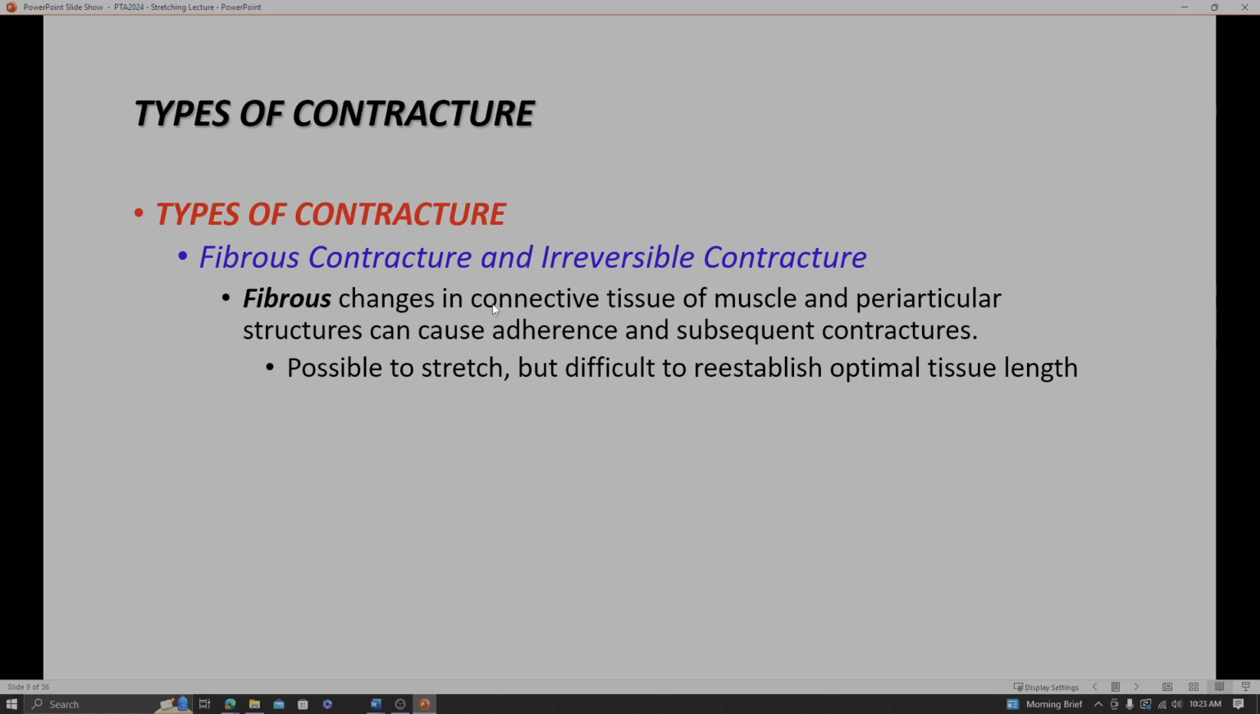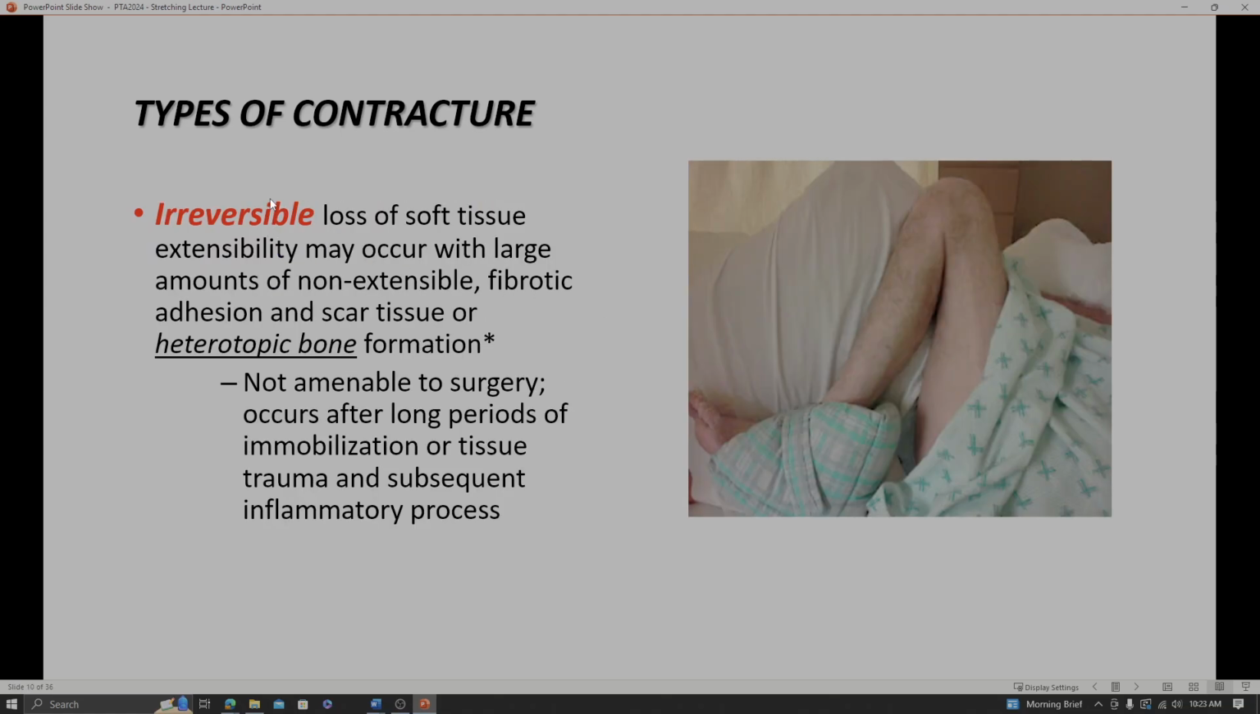So fibrous changes in the connective tissue of the muscle and periarticular structures can cause adherence and subsequent contractures. That just means that if you have muscle changes, sometimes you'll have dense connective tissue being laid down at muscular junctions. Things like scar tissue are going to change the fibrotic nature of the muscular tissue, and that's going to interfere with the ability for that muscle to stretch and reestablish or assume optimal tissue length. So that would be a fibrous contracture.